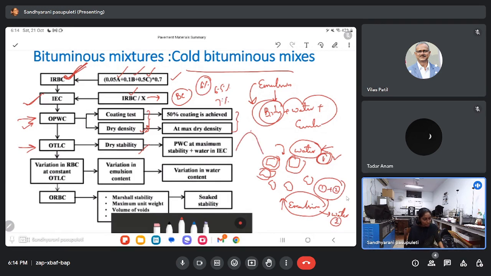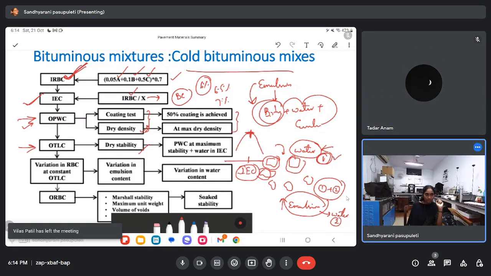At some particular water content, corresponding to the initial emulsion content, the density or stability will be maximum. Then that water content I fix. So now I already know the optimum pre-wetting water content and also the optimum water content in the emulsion. These two together are called the total liquid content.